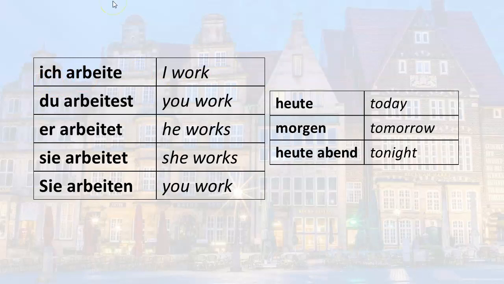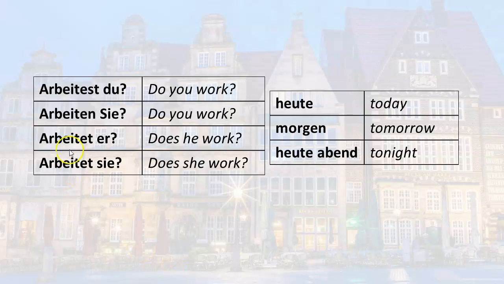So along those same lines, I could say, ich arbeite morgen, I work tomorrow, or I could say, morgen arbeite ich. I work tonight, ich arbeite heute Abend, or heute Abend arbeite ich. And that rule applies to any of these forms that you see here. Remember, if you put the today, tomorrow, or tonight first, the conjugated verb always has to be in second position, and then the subject pronoun will follow. And remember, if you want to ask a question, conjugated verb first, then subject pronoun.